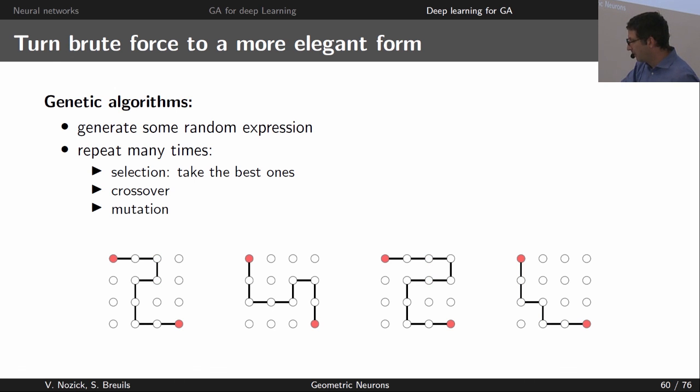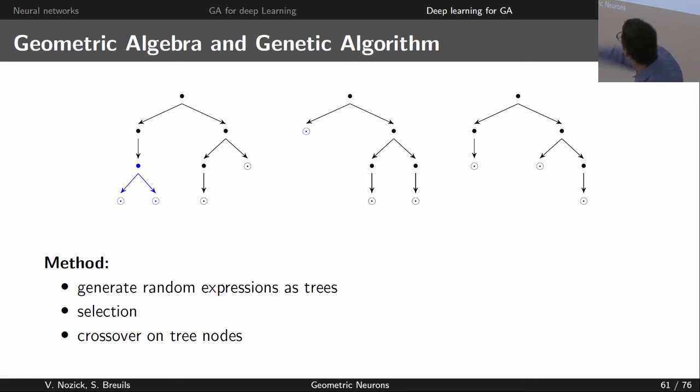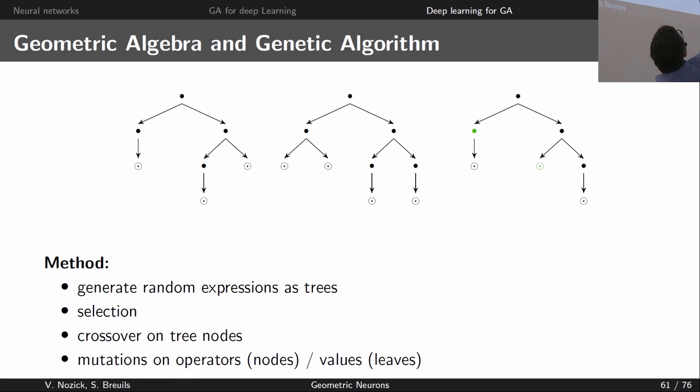Can we do the same with geometric algebra? Generating some random expressions is fine. Selection, I will talk about later. Crossover on the tree nodes: here I have some blue nodes, and if I just want to change them, that's nothing, so crossover is fine. And mutation, if I want to change some operators or some constant, is super easy. So no problem here.